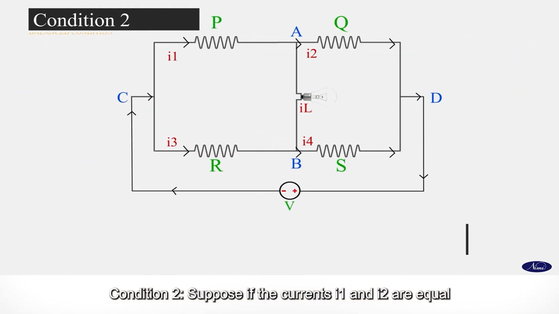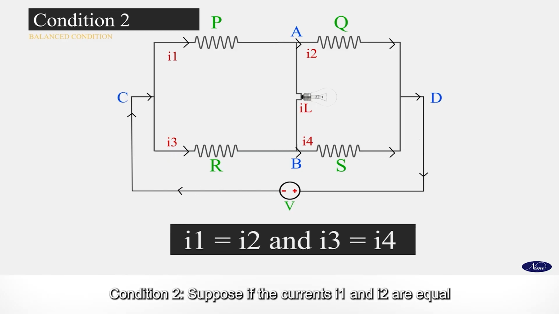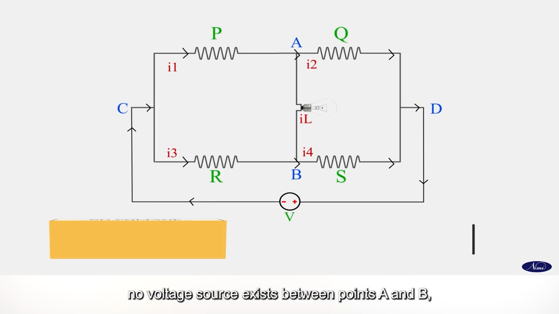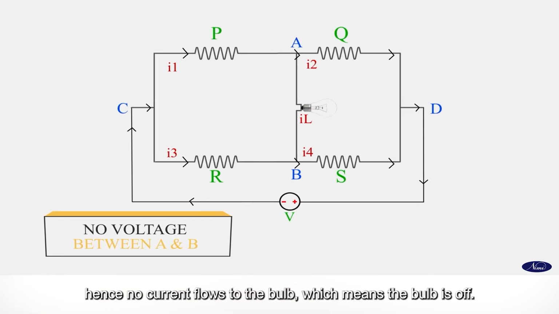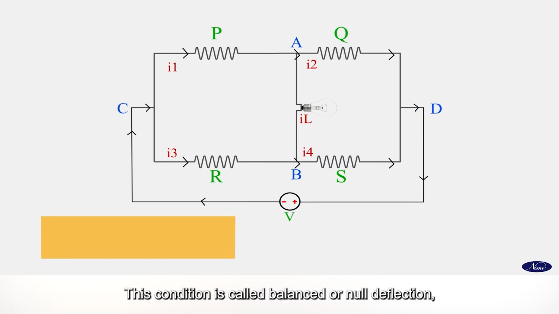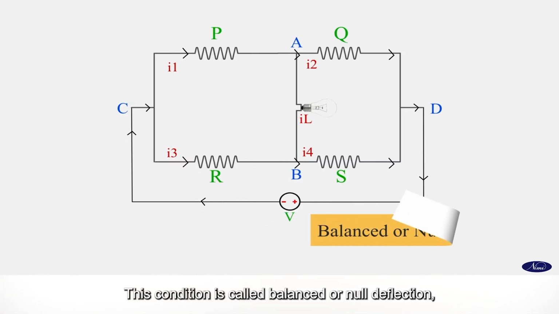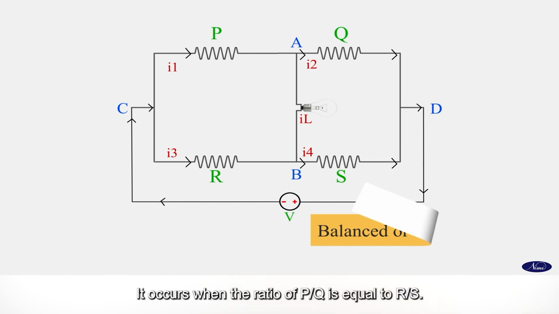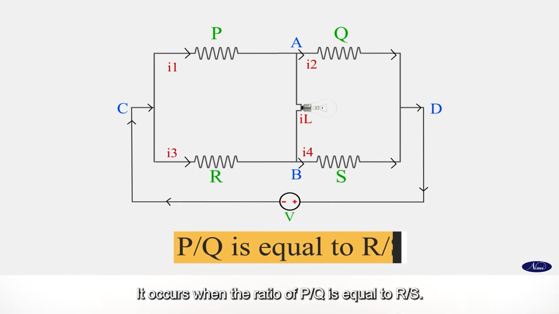Condition 2. Suppose if the currents I1 and I2 are equal and the currents I3 and I4 are equal, no voltage source exists between points A and B, hence no current flows to the bulb, which means the bulb is off. This condition is called balanced or null deflection and is used to calculate the unknown resistance in a Wheatstone bridge. It occurs when the ratio of P upon Q is equal to R upon S.